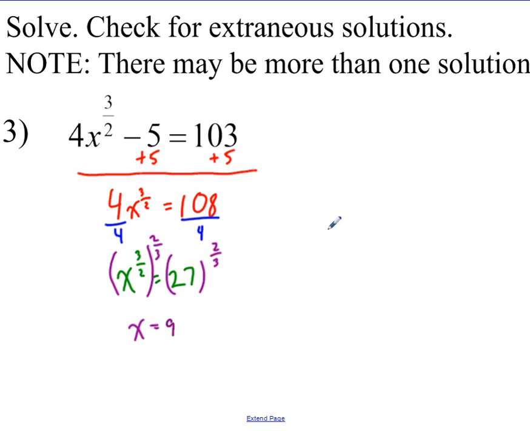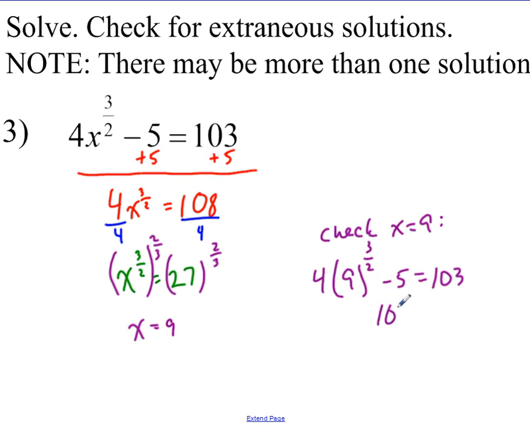We just need to check one answer. So we check that x equals 9 by subbing in. So we have 4 times 9 to the 3 halves minus 5. And you don't have to show step by step, but we could here. That's going to be 27 times 4 is 108, minus 5. It is going to work out. 103 equals 103, and you've got it.